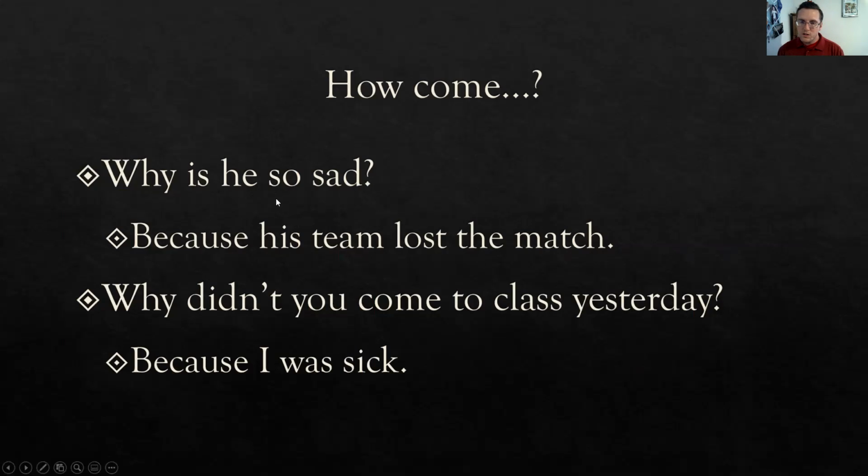So for the question word why, it follows the same grammatical rules as most questions, where the to be verb or the helping verb will come before the subject. Why is he? Why didn't he? For how come, we use the normal sentence order, subject verb.